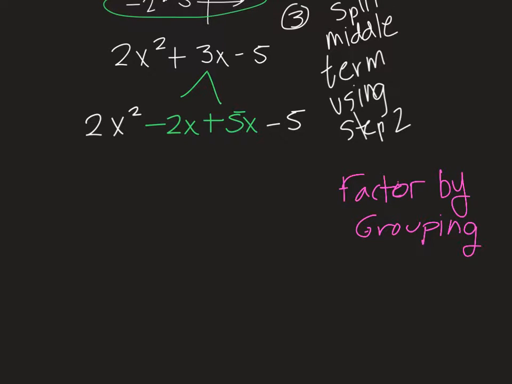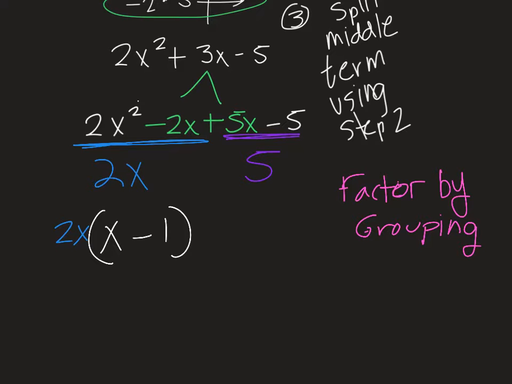Okay, so now I've got my 2 groups, right? What's my GCF that I'm going to factor out of that group? 2x, right? What's my GCF that I'm going to factor out of that group? 5. So remember now factoring by grouping. I factored out a GCF, which means I've got 2x. And then what's going to be left over? If you factor out a 2x from 2x squared, that's going to leave you with just 1x, right? 2x divided by 2x is just going to give you a 1. Factor out the 5, which will leave you with an x minus 1.